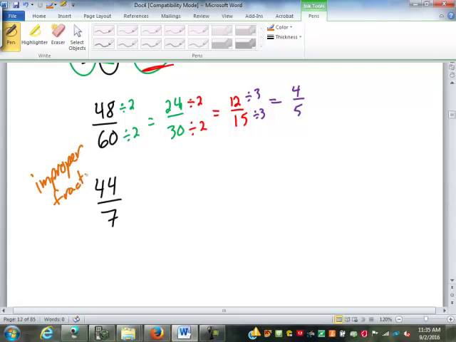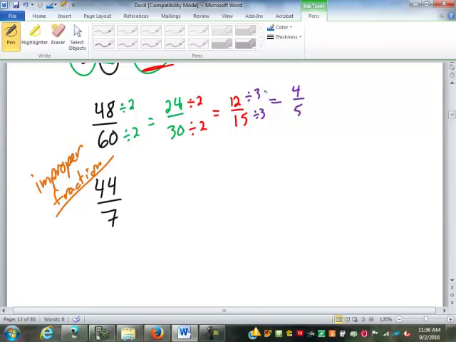Now, improper implies there's something wrong with it, and there isn't. There are actually times we prefer to have them set up like this. They're called improper just because the numerator is bigger than the denominator, which means we have enough pieces to make at least one whole object. In fact, here we can make several whole objects.